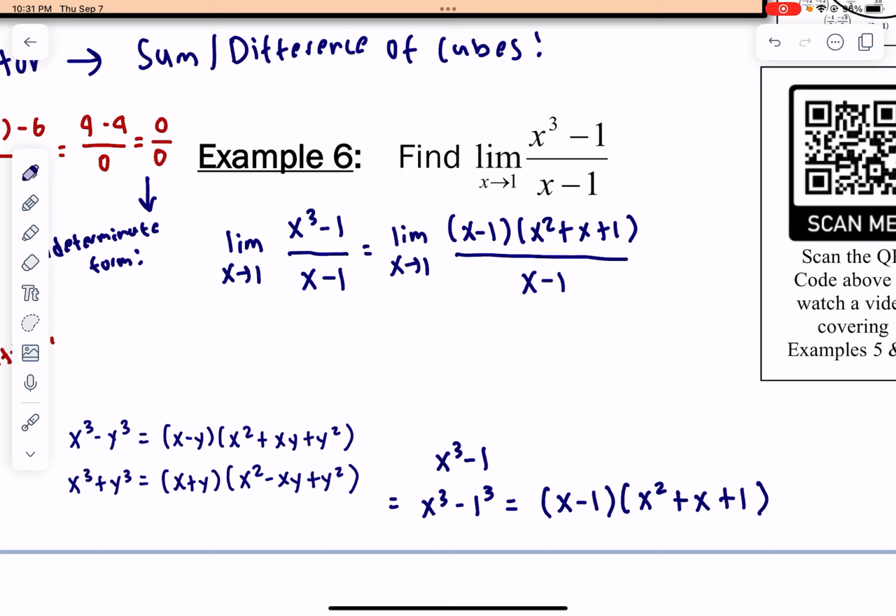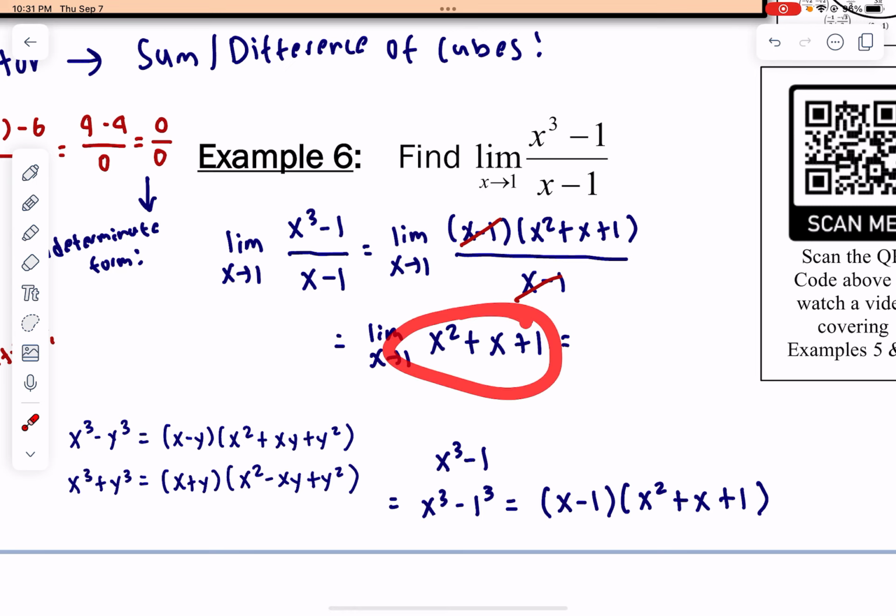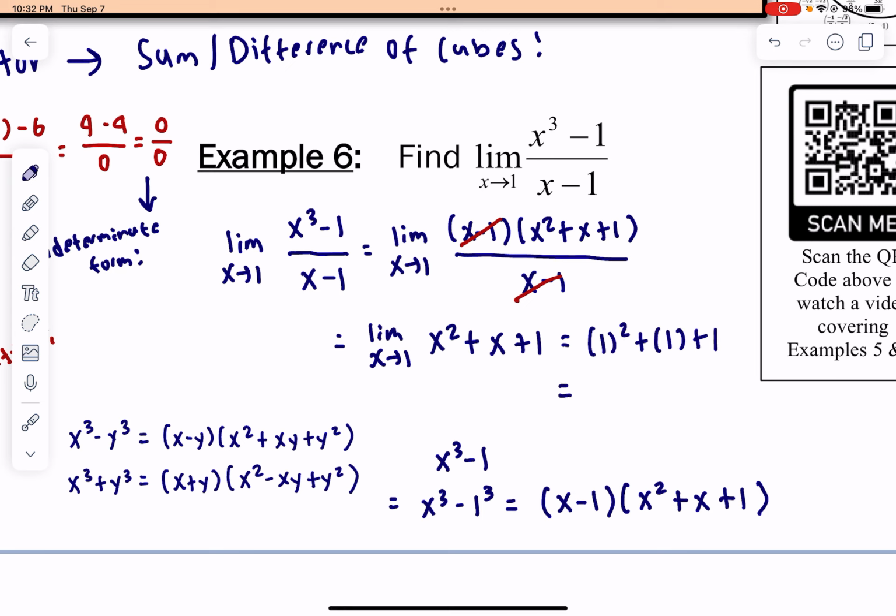And then similarly, if we think about what we did in example number 5, here the x minus 1s cancel out. All right, so you're left with the limit as x approaches 1 of x squared plus x plus 1. And then now we're actually able to plug in our value of x equals 1. So we have 1 squared plus 1 plus 1, and that'll evaluate to 3.